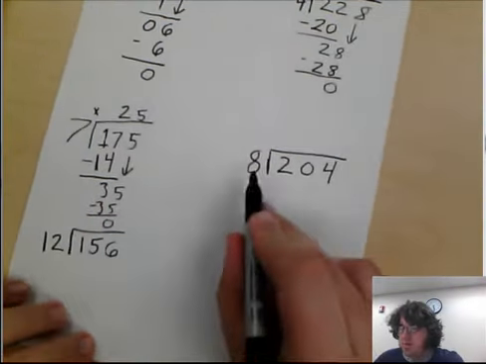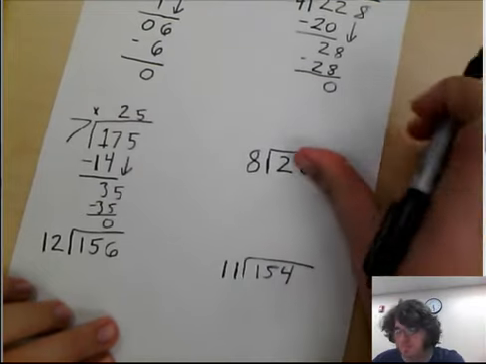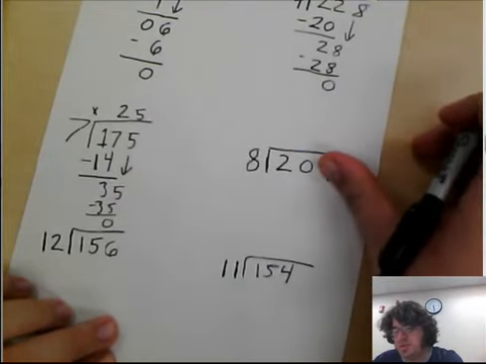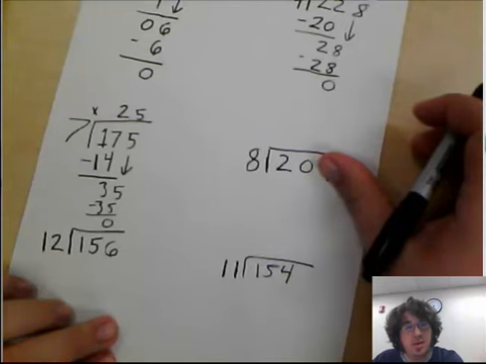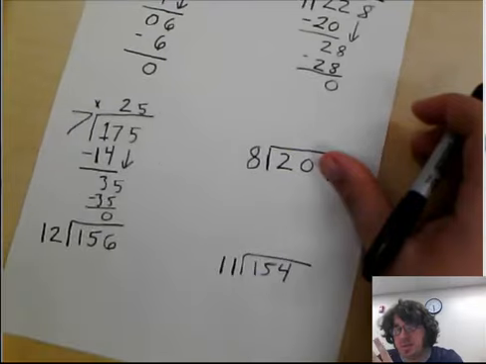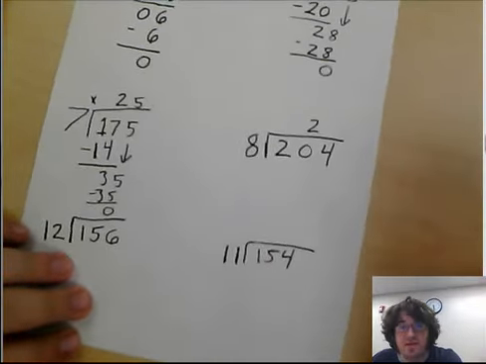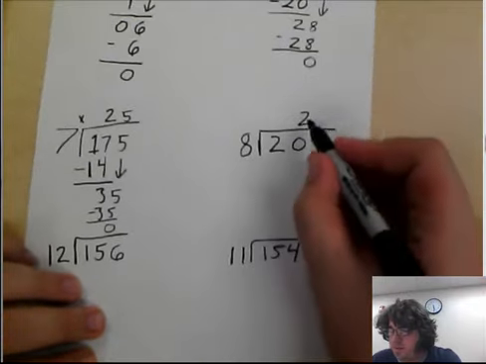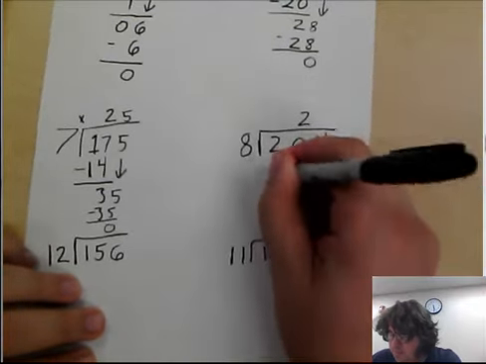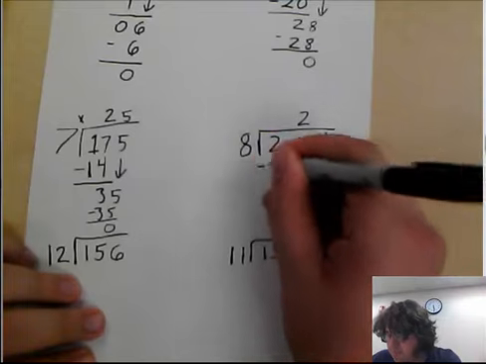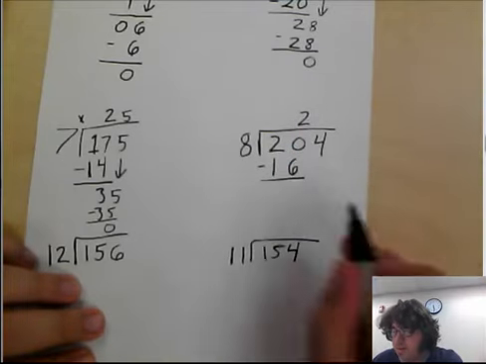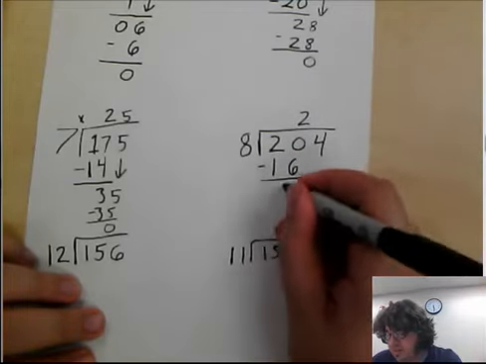Alright, so 8 goes into 2. Nope, can't do it. 8 goes into 20. Okay, yeah, that goes in. How many times does 8 go into 20? Well, I can fit 2 8s in there. I can't fit 3, but I can fit 2, so I'm going to put 2. Alright, 2 times 8 gives me 16. I'm going to subtract. 20 minus 16 gives me 4.